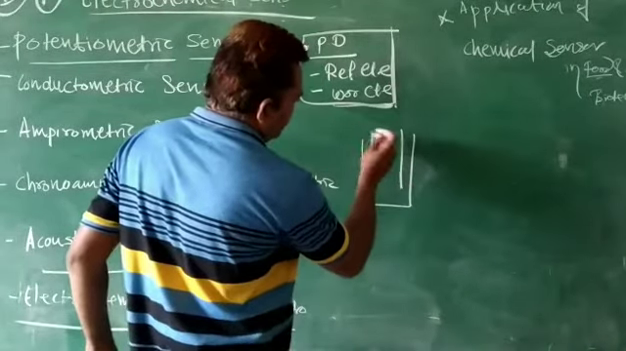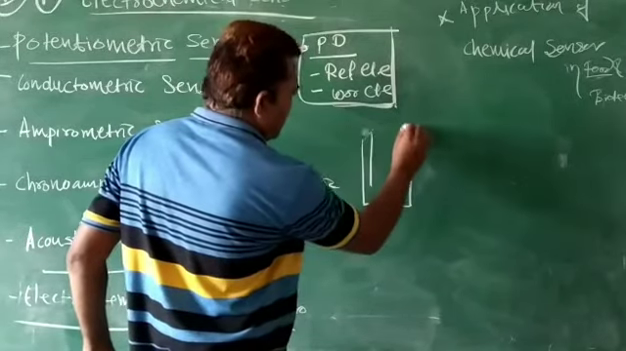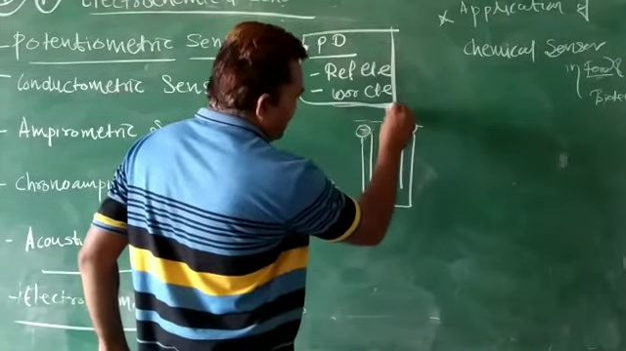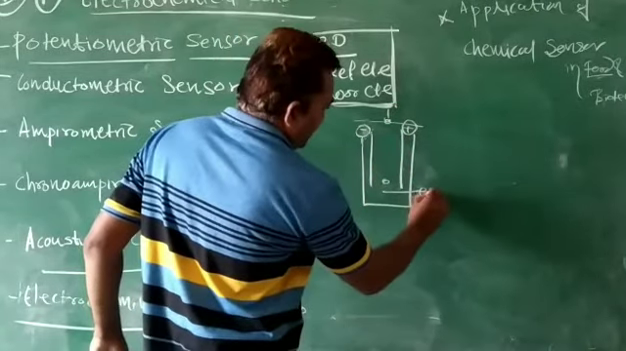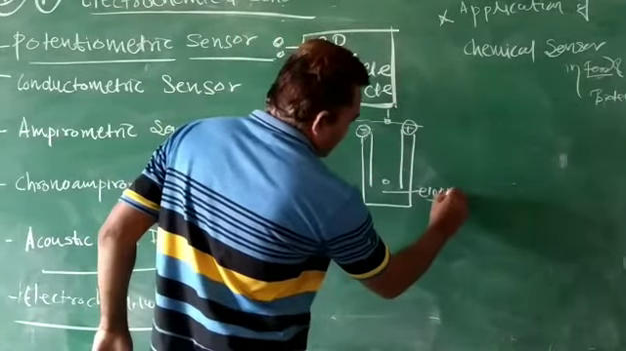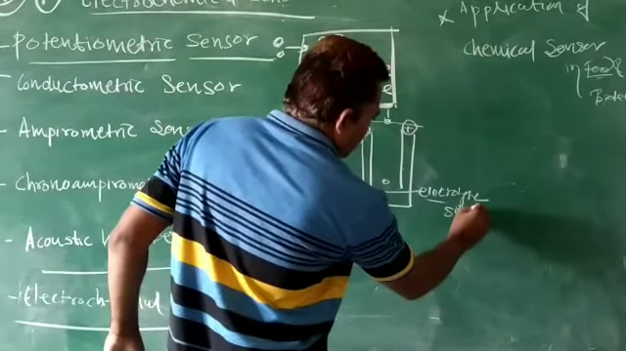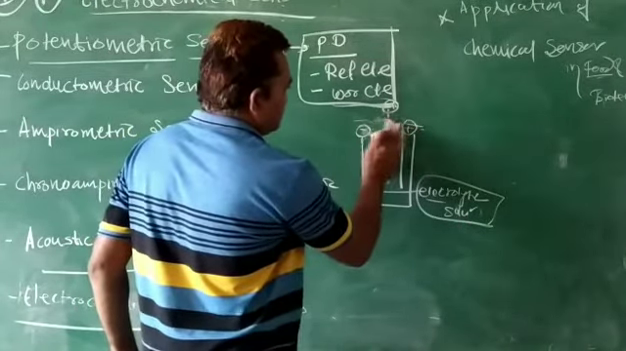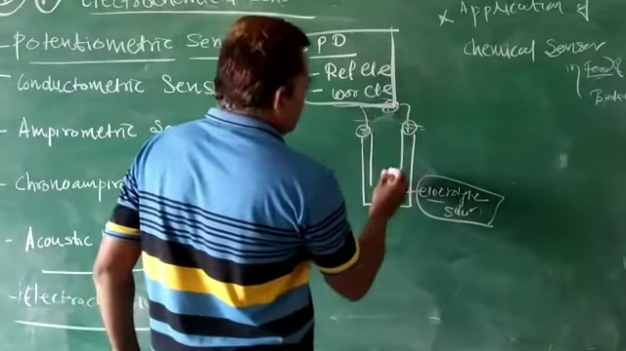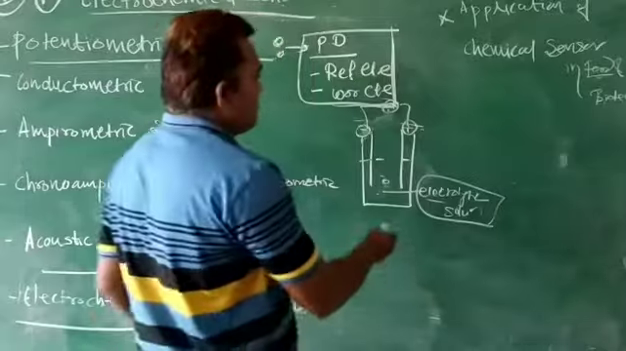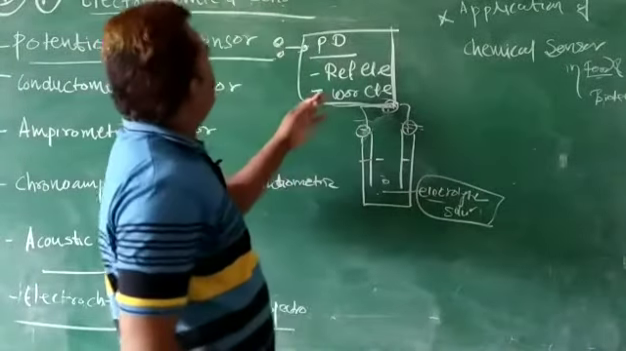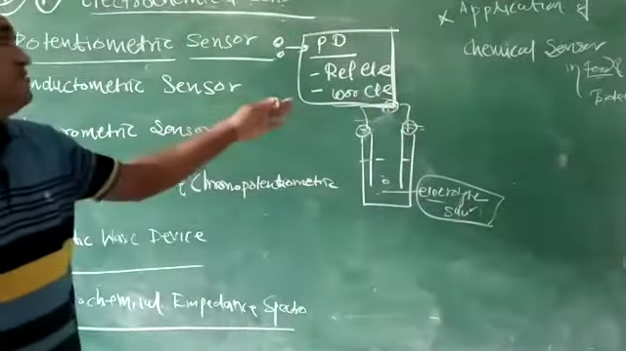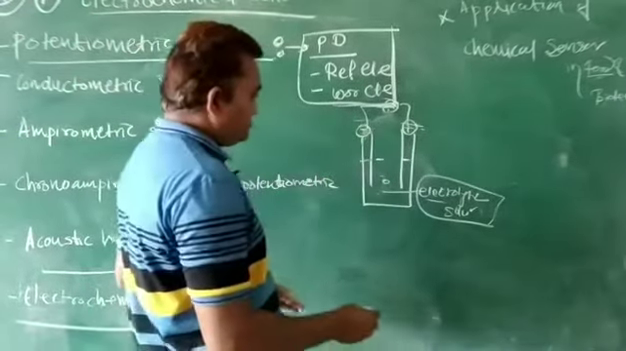Cathode, anode. Anode is the positive terminal, cathode is the negative terminal, and here is the porous membrane, and here is the electrolytic solution. Cathode and anode attached to a battery. Here is the electrolytic solution. So in a potentiometric sensor, we measure the potential difference between the reference electrode and the working electrode.